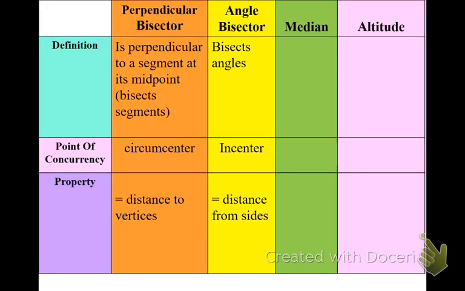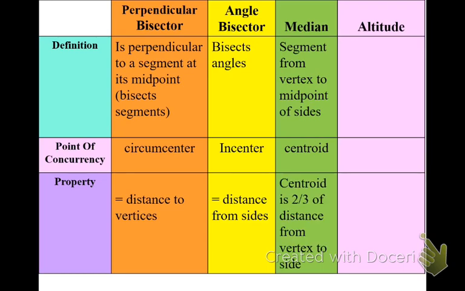All right, so a median. In layman's terms, where does a median go from? What do we call the middle of the line? The midpoint. So it goes from the midpoint to the vertex. Yeah. So it's a segment from the vertex to a midpoint. The point of concurrency we talked about is a centroid. Centroid is 2/3 the distance from the vertex to the side.